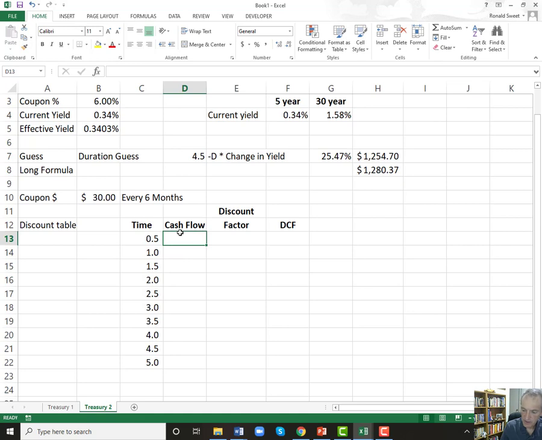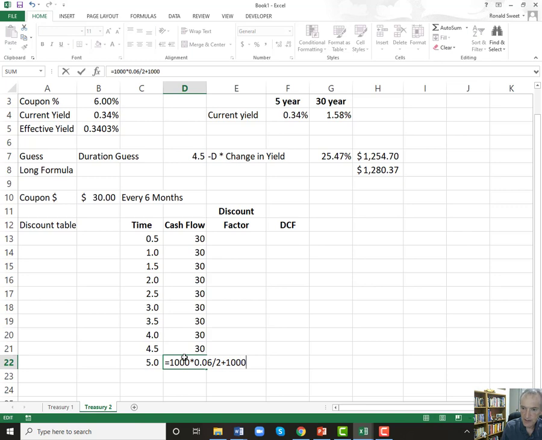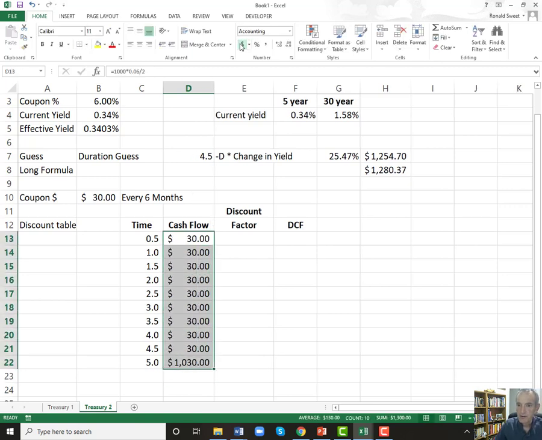So again, our cash flow is $1,000 times 0.06 divided by 2. At the very end, we get our $1,000 back. So we put that down.